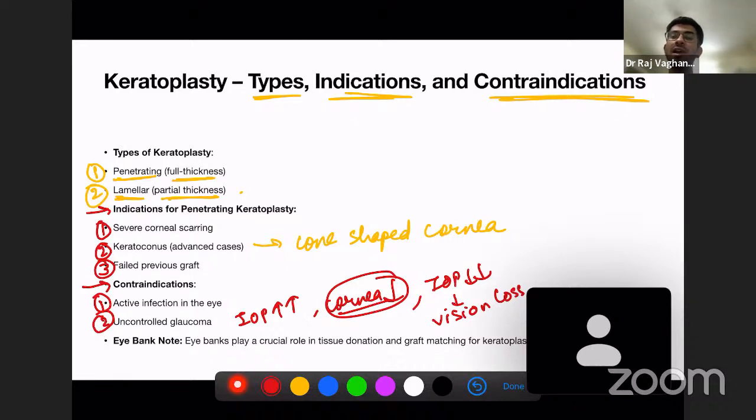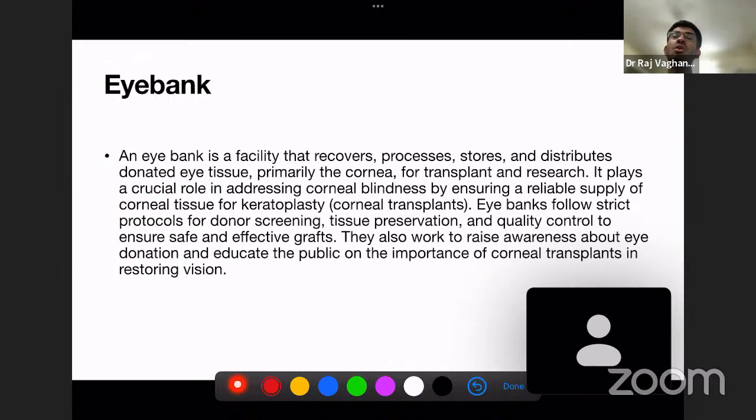Now, I have mentioned the eye bank in the next slide. What is an eye bank? An eye bank is a facility, I'll underline the main points, that recovers, processes, stores, and distributes donated eye tissues, primarily the cornea, for transplant and research.